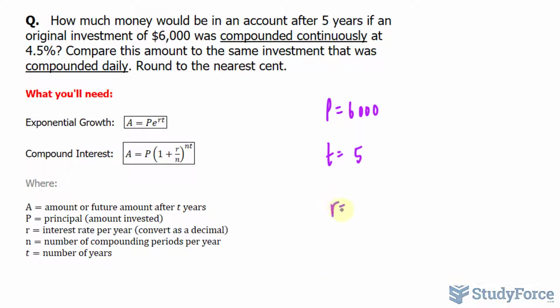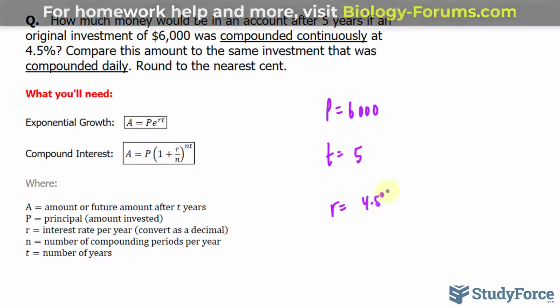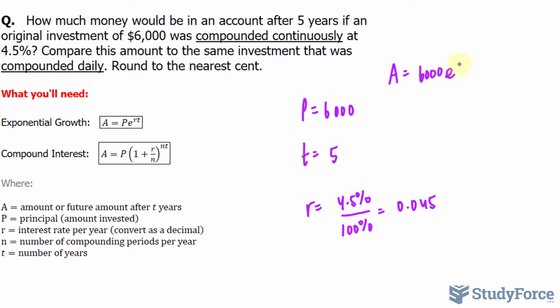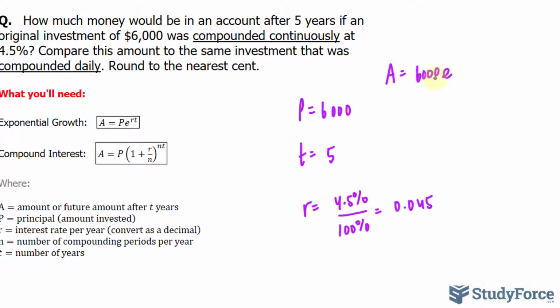So I have r is equal to 4.5%. We divide it by 100%, and we end up with 0.045. Let me substitute these values into this formula. I have A is equal to 6,000 times e, that's approximately 2.71, raised to the power of r, 0.045, times t, which is 5.